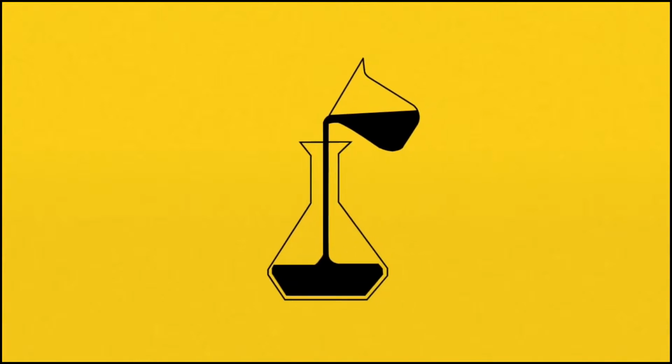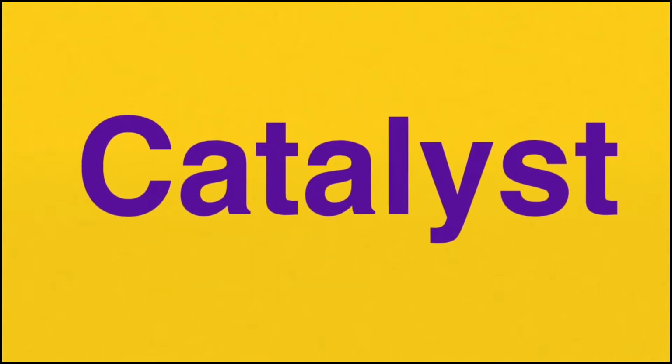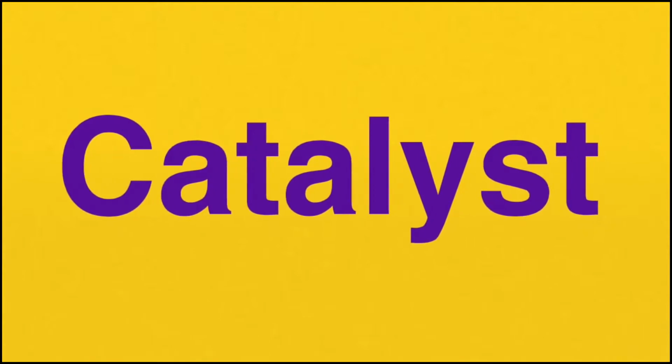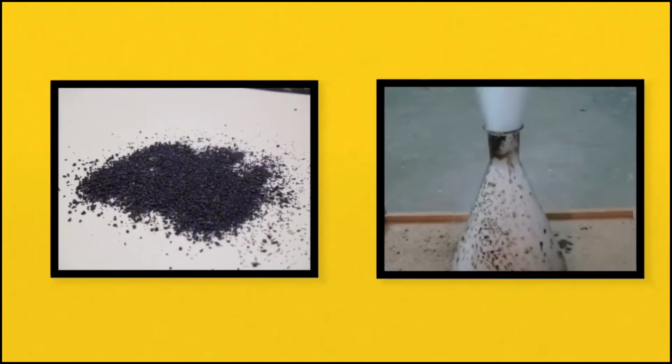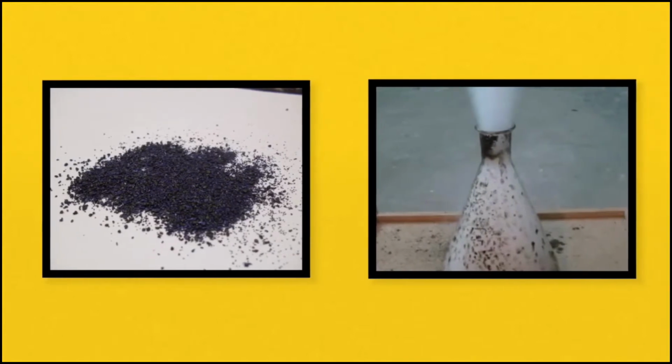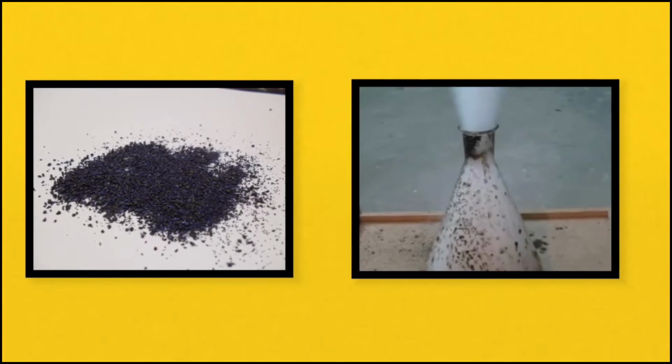There are other ways to change the rate of a chemical reaction. Instead of changing a factor, we can add a chemical that will either speed up or slow down a reaction. Chemicals that speed up a reaction but don't take part in the chemical reaction or get changed are called catalysts. An example of a catalyst would be potassium permanganate, which is used to decompose hydrogen peroxide into water and oxygen.